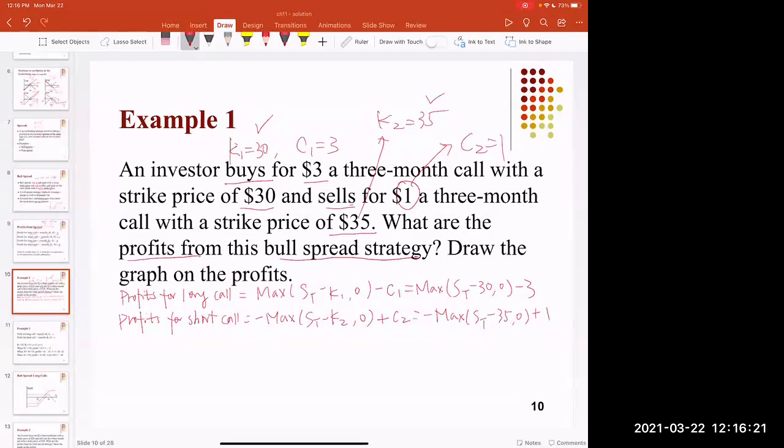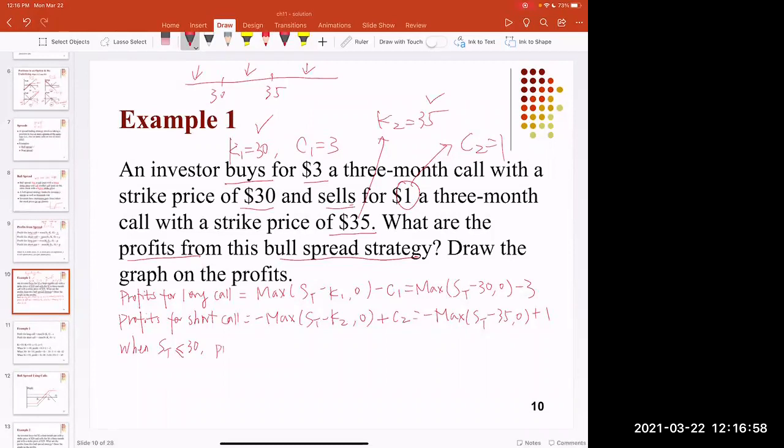Okay, so next we're going to figure out the profits. But we don't know ST, right? If you draw the timeline, we know one strike price is 30 and the other strike price is 35. So ST could be below 30, could be between 30 and 35, could be greater than 35, right? So we're going to consider three cases. First, when ST is less than 30, or equal to 30, that's fine.